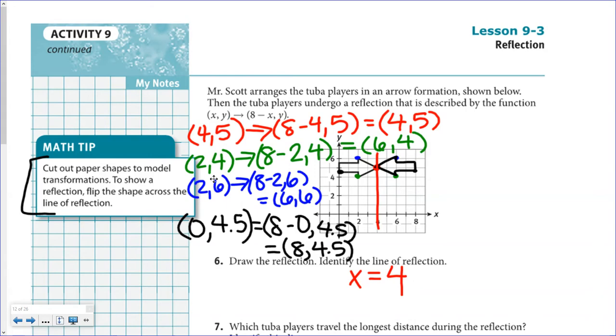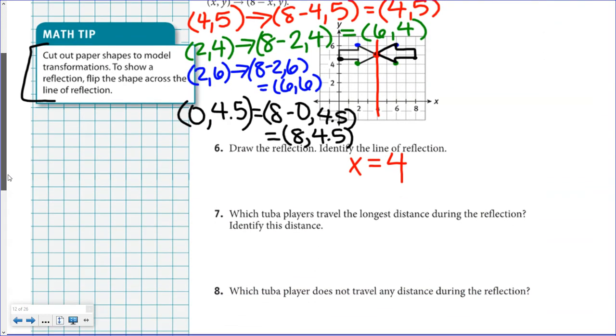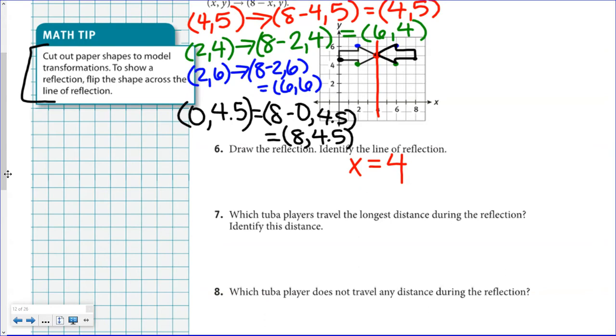Okay, so looking at number 7, which tuba players traveled the longest distance during the reflection? Well, the ones that went from here to here had to travel the longest distance. And so that distance is 8 units. The tuba player that did not move any is the one that is at the tip. So he's at 4, 5. So he didn't change positions. He just stood there.